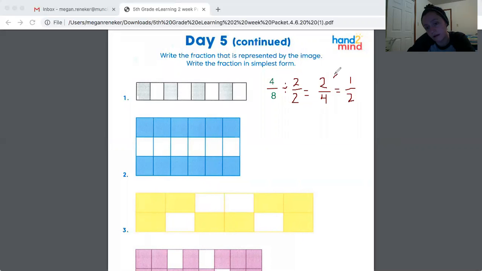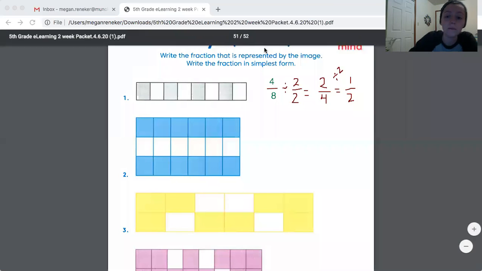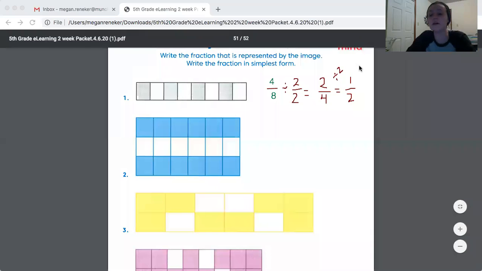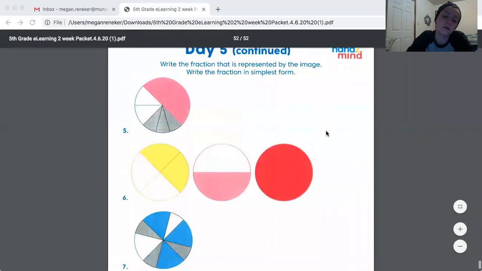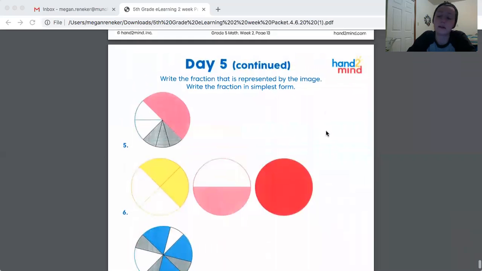Okay, if straight from the start you say, hey, Miss Renneker, I noticed that 4 goes into both 4 and 8. Why can't we just divide by 4? You can, and that will save you the extra step. So if straight from the start you want to divide both the top and the bottom by 4/4 and get straight to 1/2, you can do that as well, and that would be totally correct. Okay, so that is how you're going to do the problems on that page.